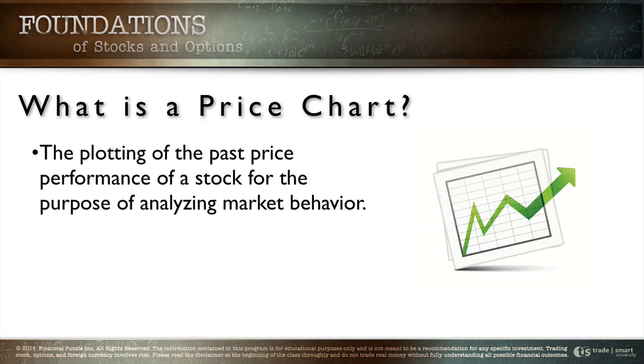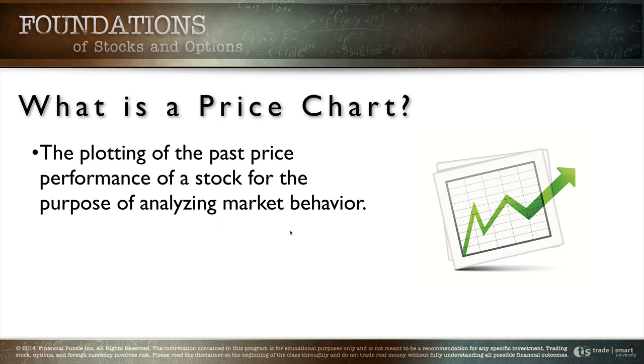In the last class, we started asking the question of what is a price chart, and I gave you this definition. I said a price chart is the plotting of the past price performance of a stock for the purpose of analyzing market behavior. That's really all it is. A stock chart or a price chart is just taking the past price performance, putting it on a chart so that we can analyze the market behavior. And when we talk about market behavior, we could just as easily change this word to human behavior.